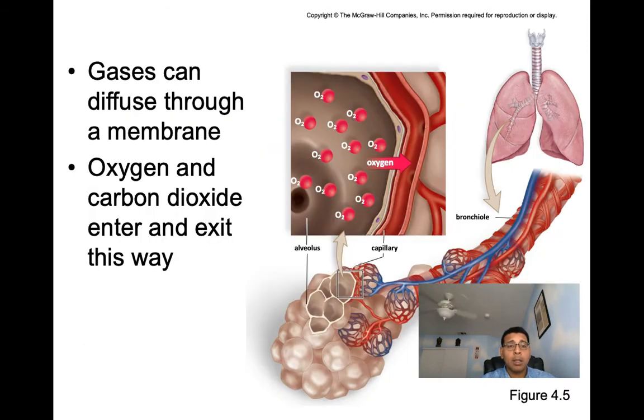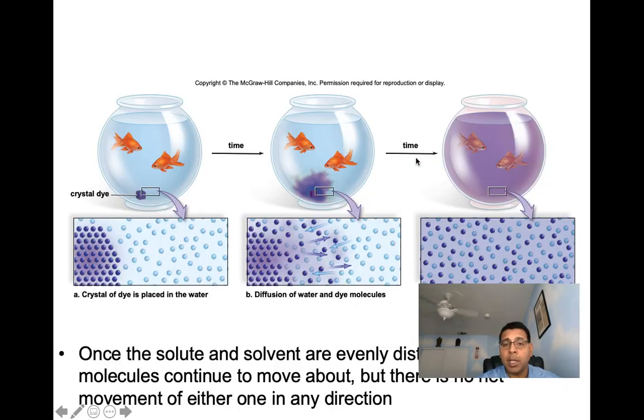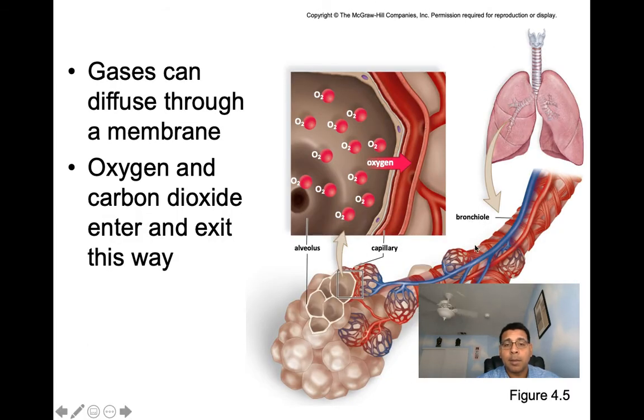Next, let's talk about how oxygen is able to move across from inside the lungs into the bloodstream, moving from an area where it's found in high concentration to an area of low concentration. So it's the same thing we're seeing here. And CO2 does the opposite. CO2 would be inside the blood and would be moving in the opposite direction, so it could be expelled out.